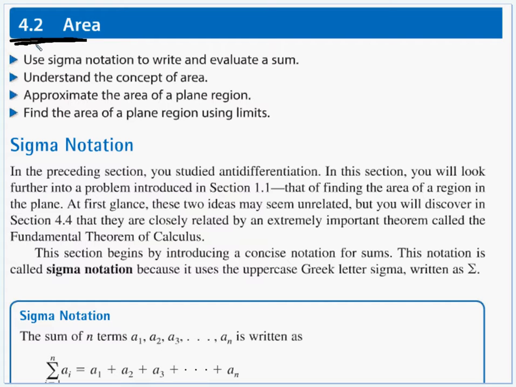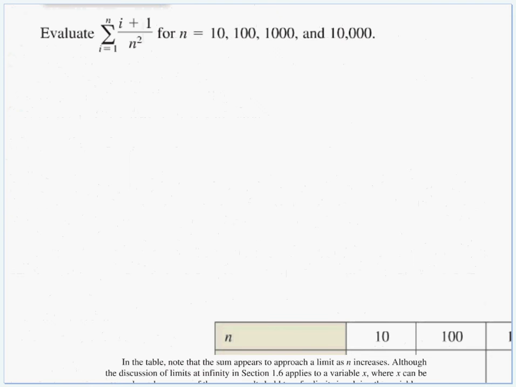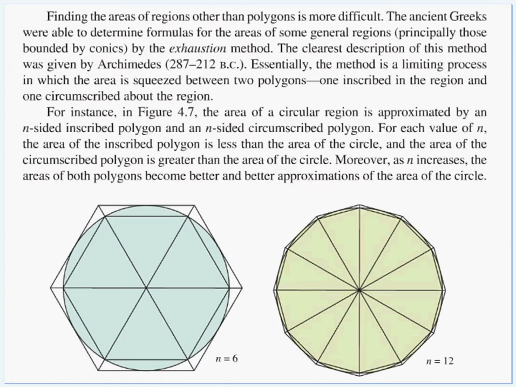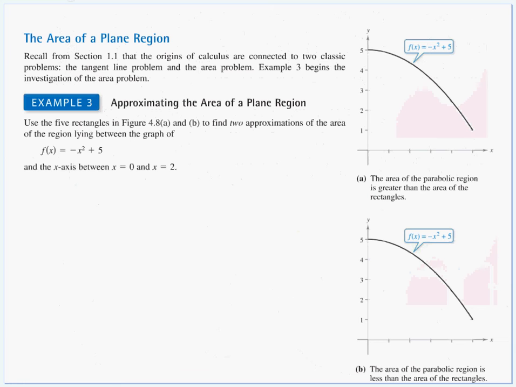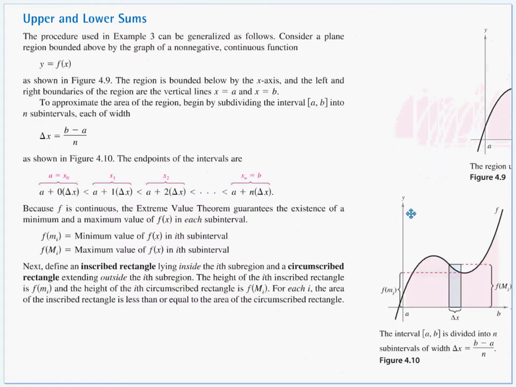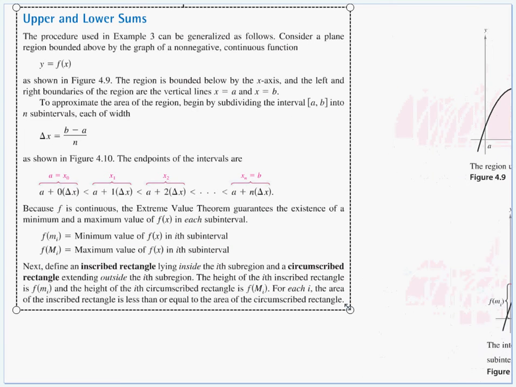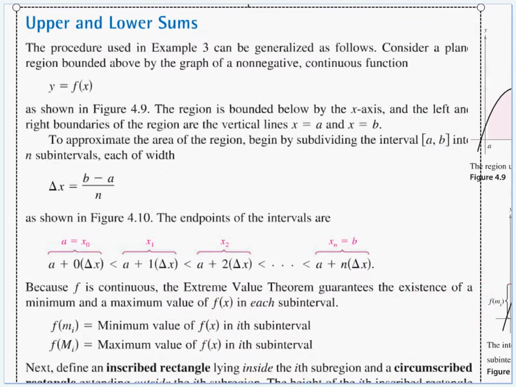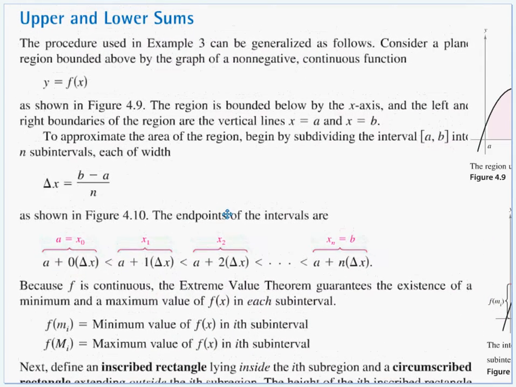In this one, we're going to finish up section 4.2. In the last video, we did examples 1, 2, 3, and now we're going to finish this section off. So let's see here. Where did we leave off? Yeah, there was example 3. Here's example 4 coming up after we talk about upper sums and lower sums, over and under estimates.